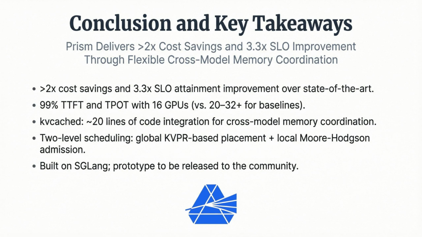In conclusion, Prism delivers over 2x cost savings and a 3.3x SLO attainment improvement through flexible cross-model memory coordination and two-level demand-aware scheduling. Prism achieves 99% TTFT and TPOT with only 16 GPUs, requiring significantly less hardware than baselines. Built on SGLang, a prototype will be released to the community to empower cost-efficient LLM serving.